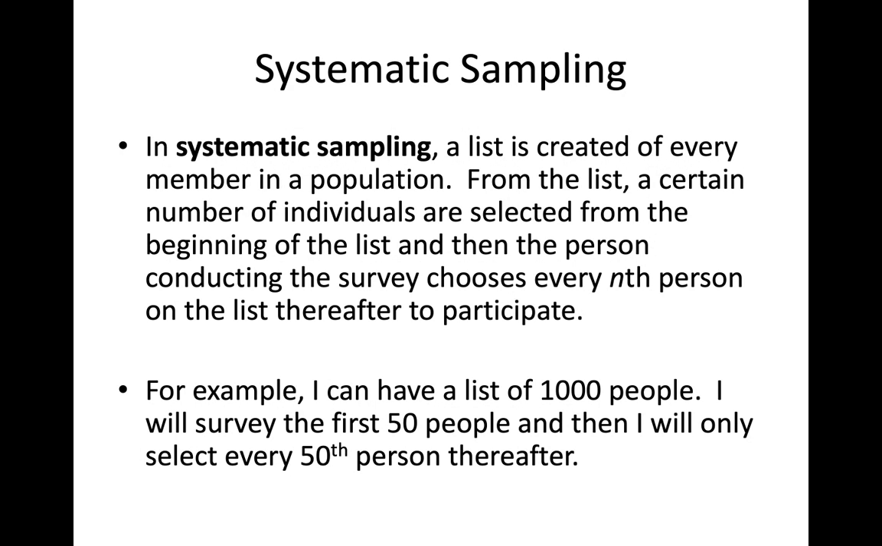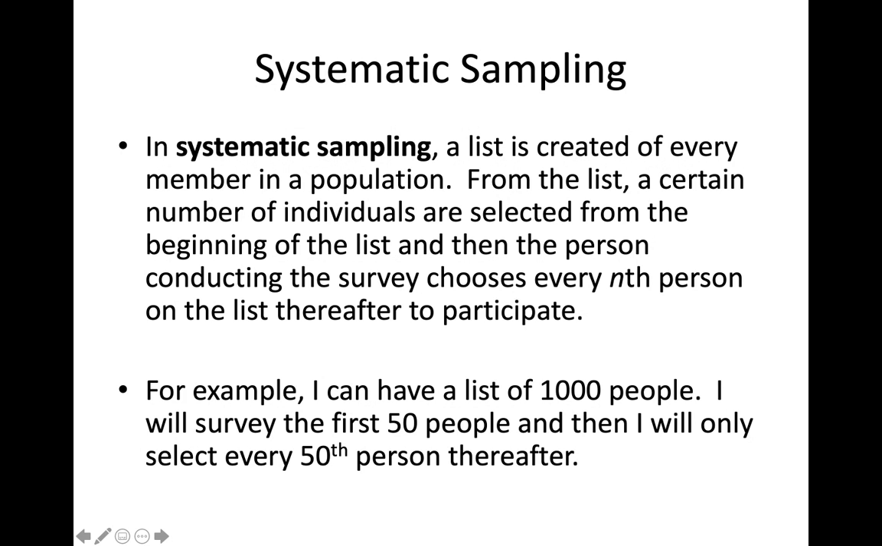Okay, a list is created of every member in a population. From the list, a certain number of individuals are selected from the beginning of the list. Okay, so I make a list of all of the JAMS students. I decide to take the first 50 students. And then, notice it says from the list, a certain number of individuals are selected from the beginning of the list, and then the person conducting the survey chooses every nth person on the list thereafter to participate.